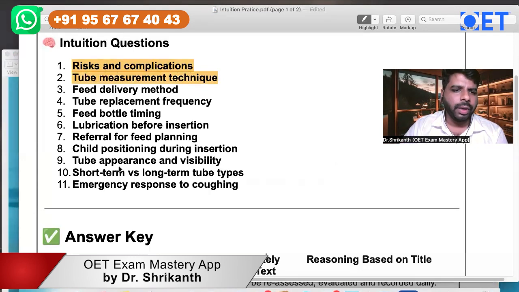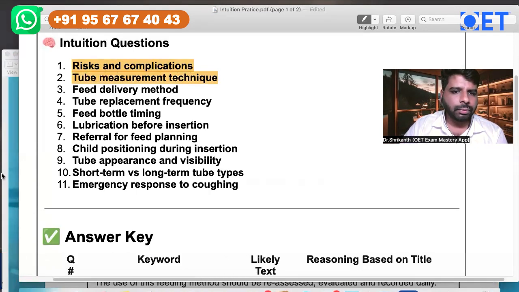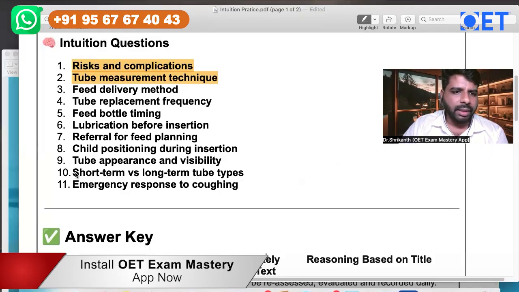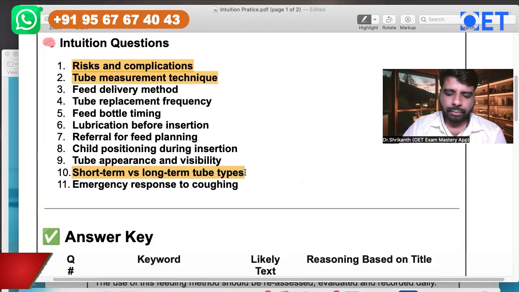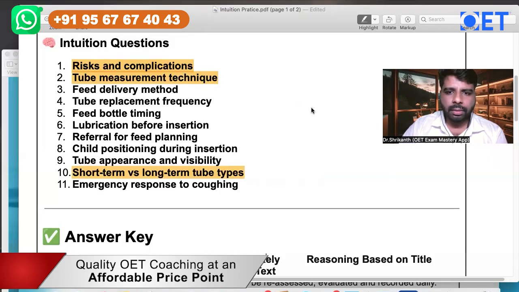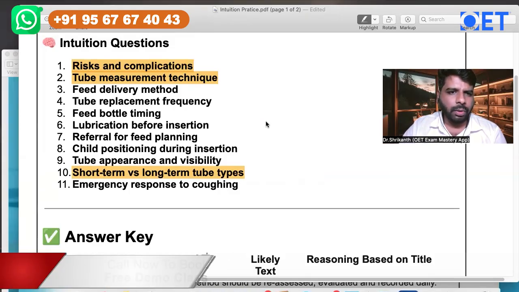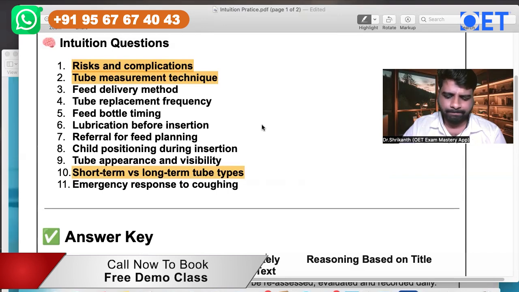All right. So now how about we do maybe the 10th question, short term versus long term tube types. What is the answer going to be for the 10th question? Very good. See how wonderfully your intuition is working. The answer is going to be Text B. Now one more question.